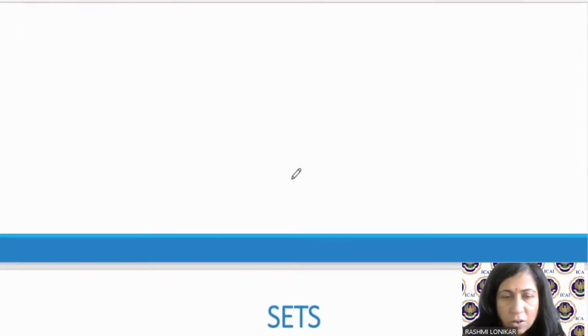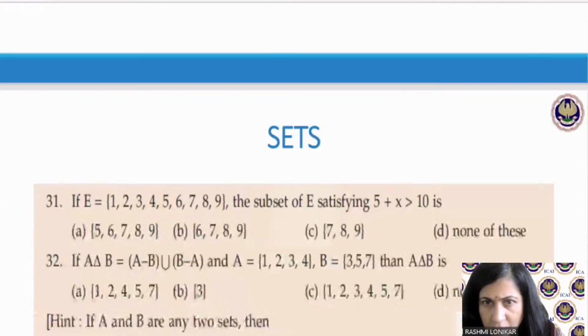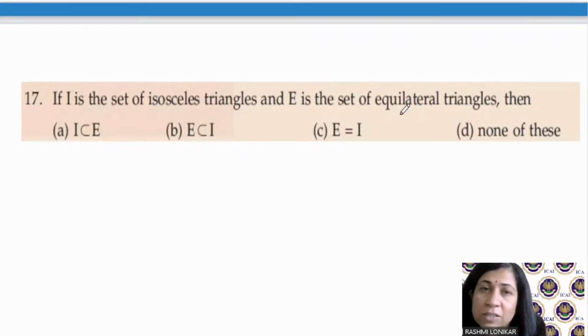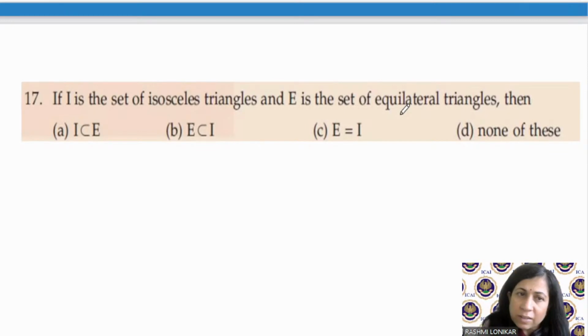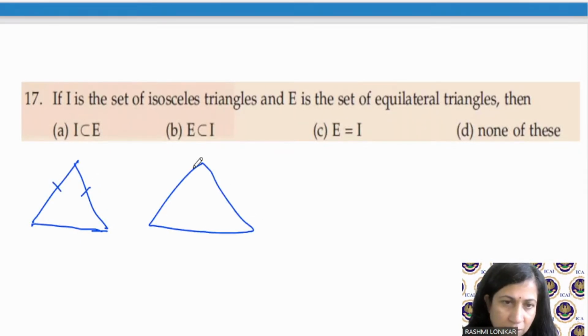If I is a set of isosceles triangles and E is a set of equilateral triangles, then equilateral triangles are a special case of isosceles triangles. What is an isosceles triangle? When two sides are equal. And what is an equilateral triangle? When all sides are equal. So this is a special case.